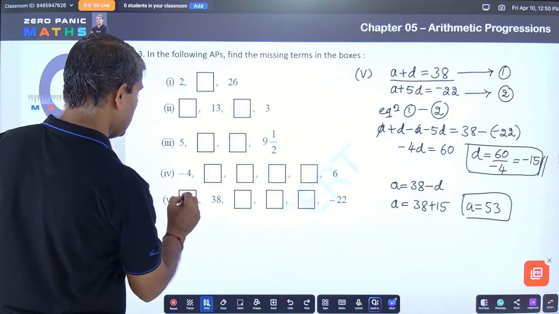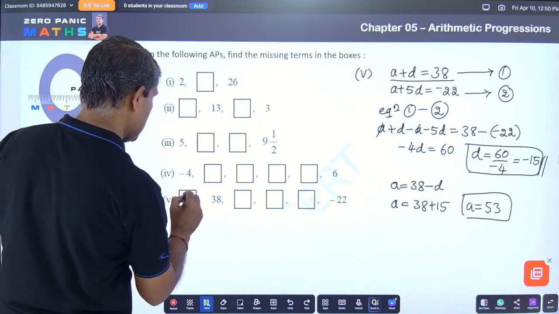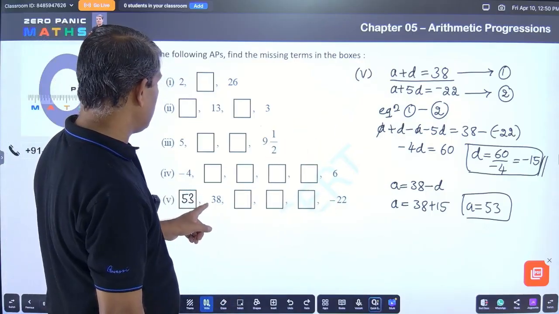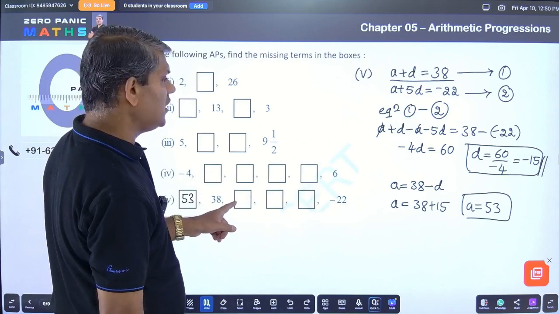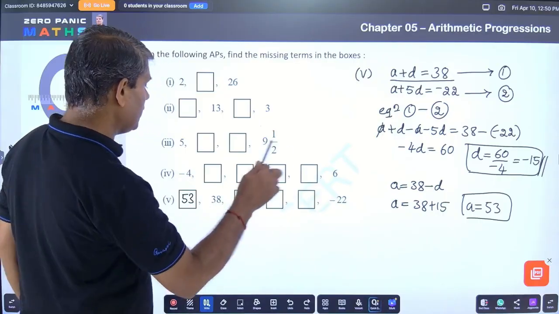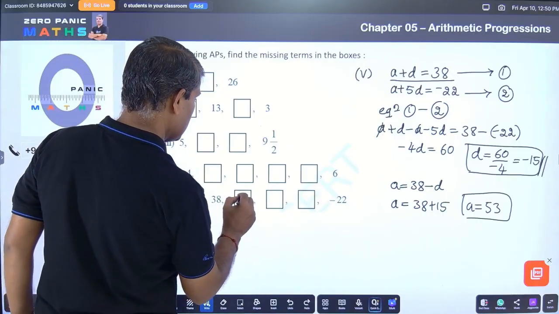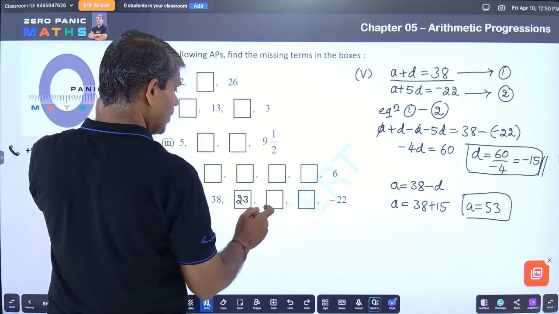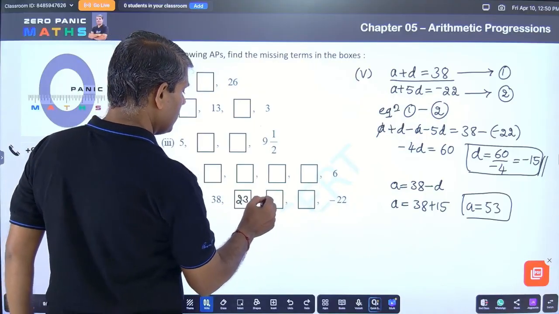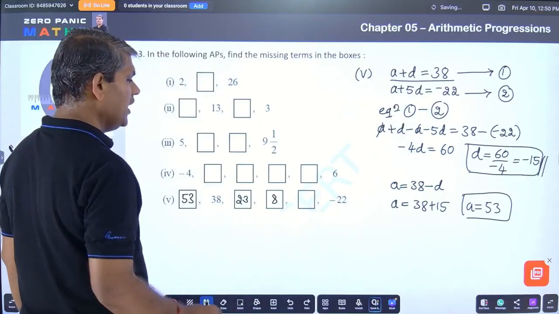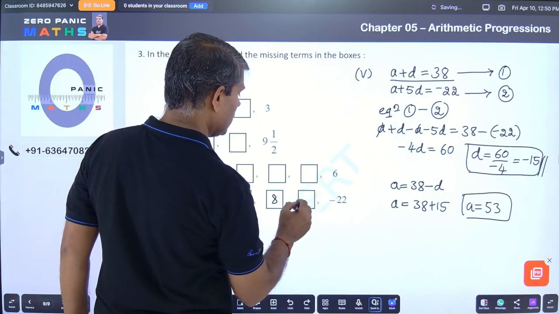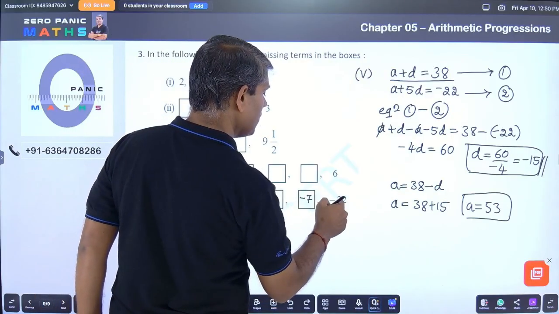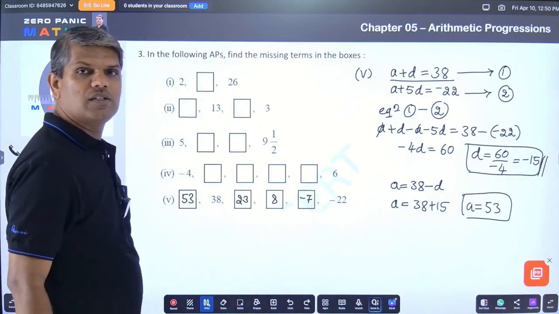53 is the first term, and what is d? It is minus 15. So 53 minus 15 is 38. 38 minus 15 is 23. 23 minus 15 is 8. 8 minus 15 is minus 7. Minus 7 minus 15 is minus 22.